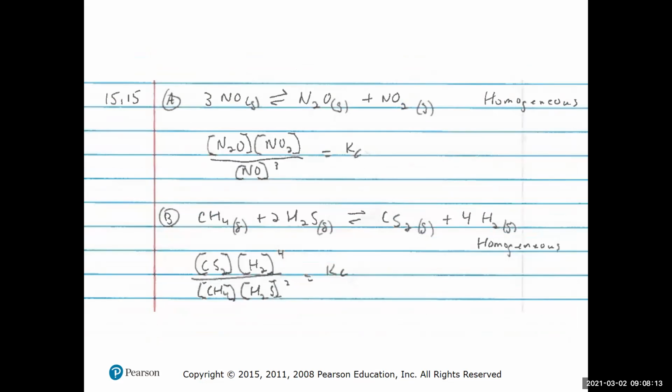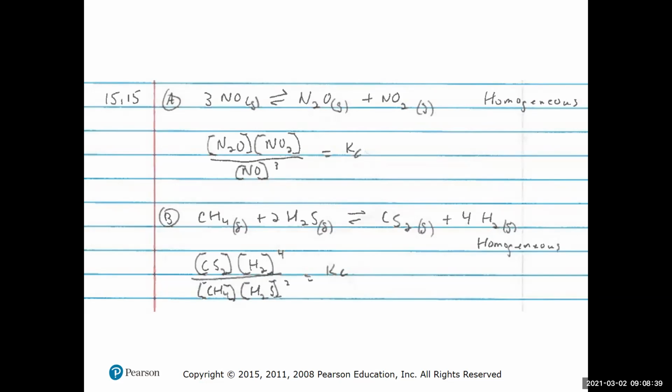Okay, in this one, they want us to write rate expressions for a bunch of different reactions. So we'll go through a few of these. So here we have 3NO going to N2O plus NO2. And then they also want to know, is it a homogeneous or heterogeneous reaction?